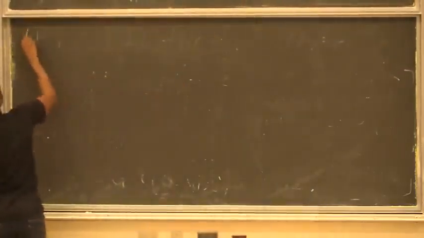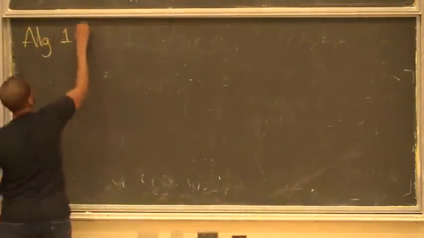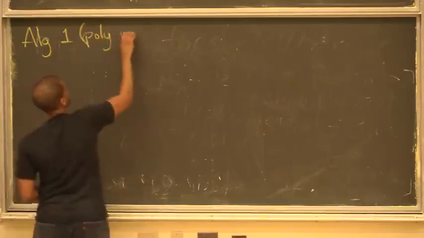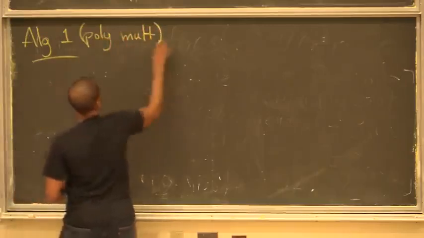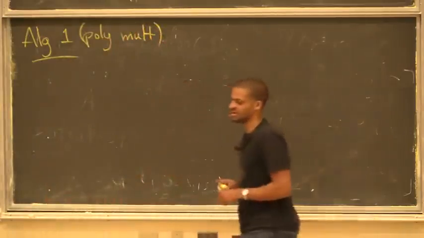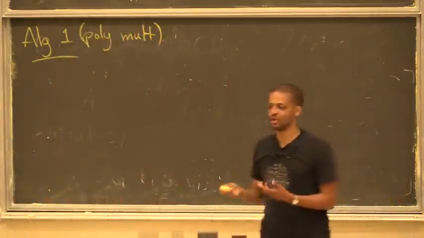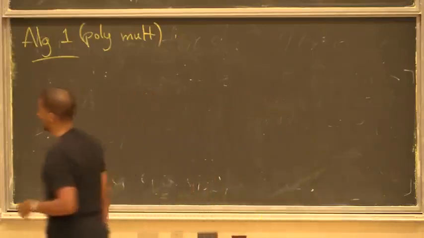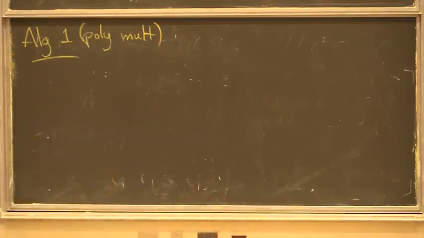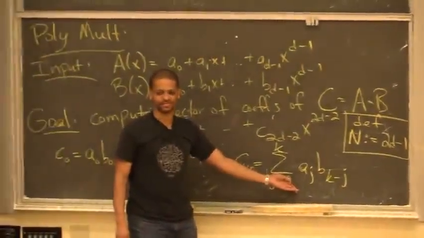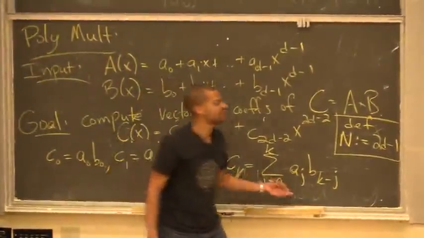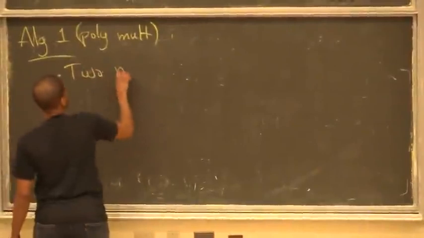So algorithm 1 for polynomial multiplication is the so-called naive algorithm. Basically, use for loops. So you loop over k, right? You loop over the coefficients of c that you want to compute. And for each coefficient of k, you then just do this formula, which itself is another for loop. Okay? So two nested for loops.